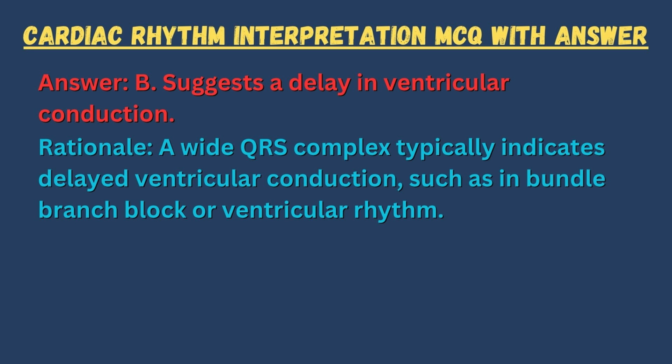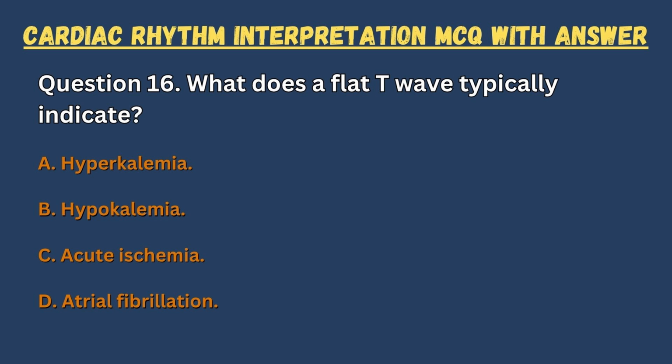Answer: B. Suggests a delay in ventricular conduction. Rationale: a wide QRS complex typically indicates delayed ventricular conduction, such as in bundle branch block or ventricular rhythm. Question 16. What does a flat T wave typically indicate?